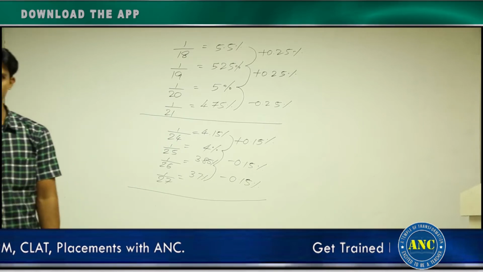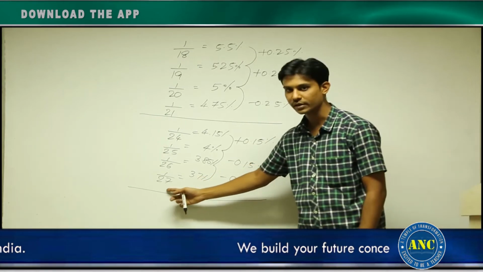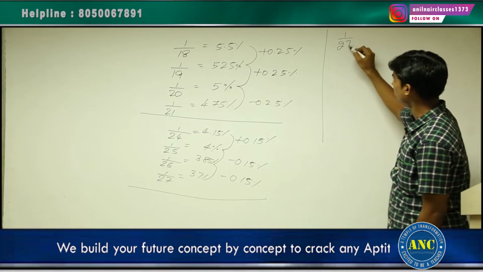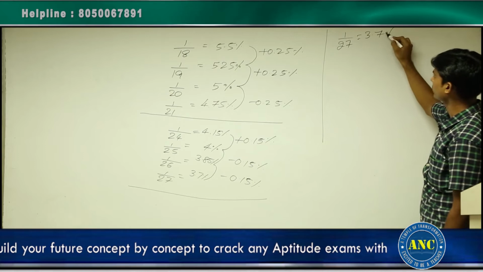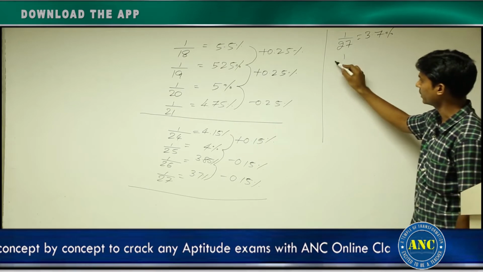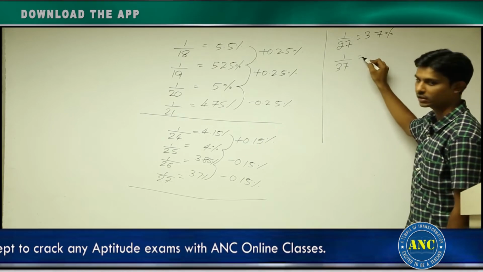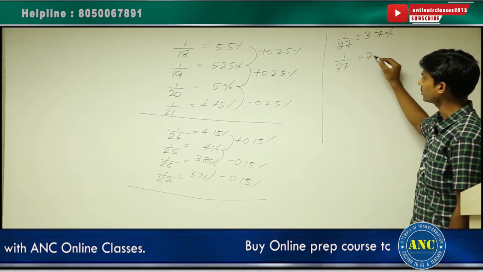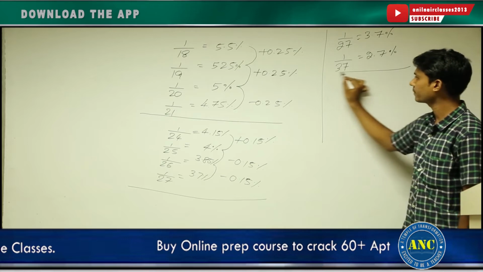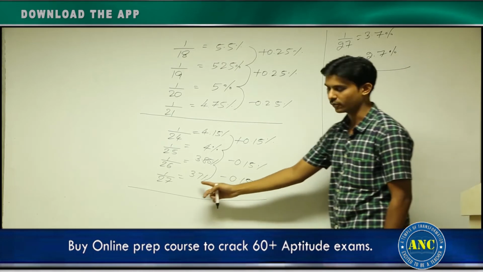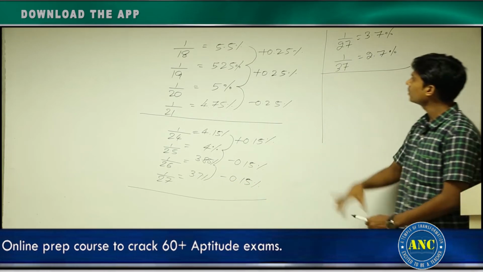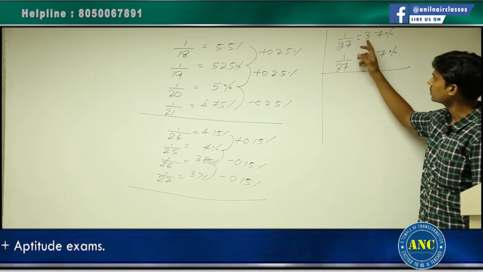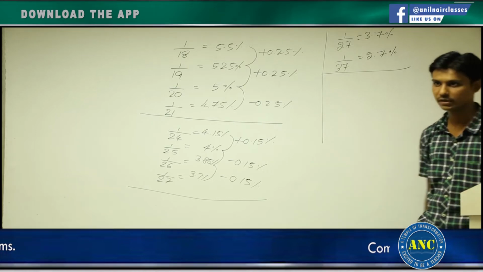Please write it. What did we get? 1/27 is 3.7%. If I want 1/37, please see here. 1/37. 2 is becoming 3, 3 should become 2. 2.7%. Over. We know 1/27 is 3.7%, so for 1/37, 2 is becoming 3 and 3 should become 2. Over. Please write it.